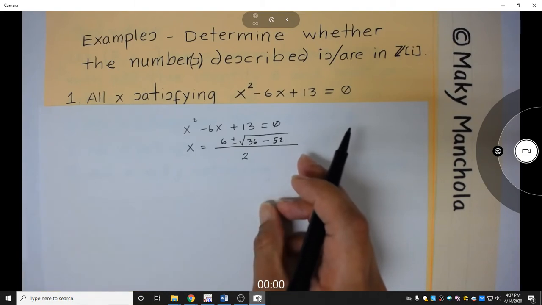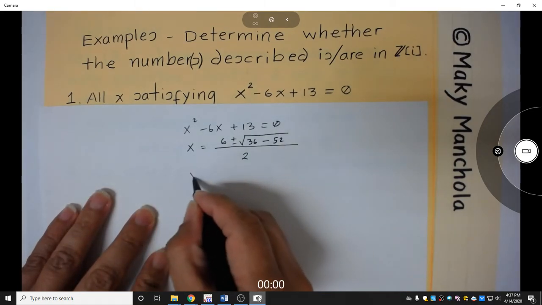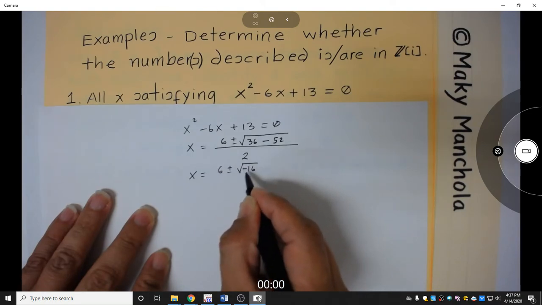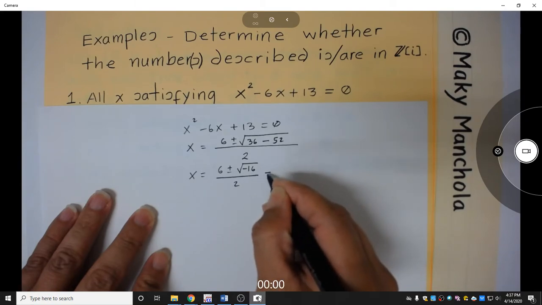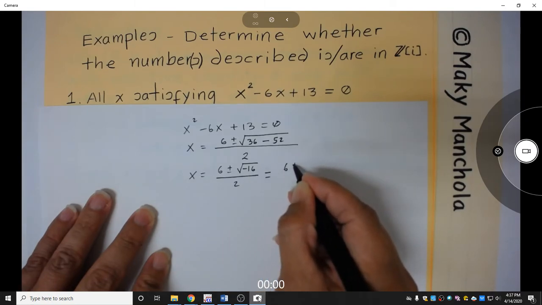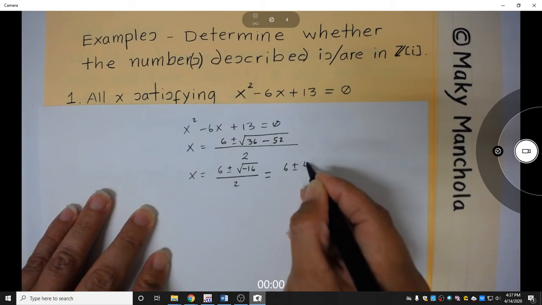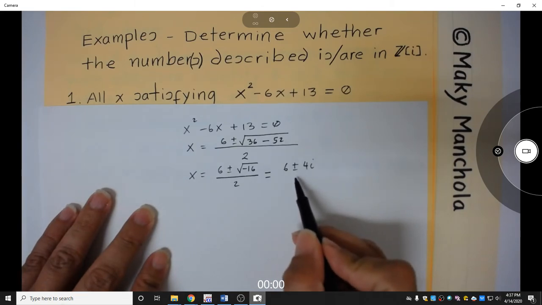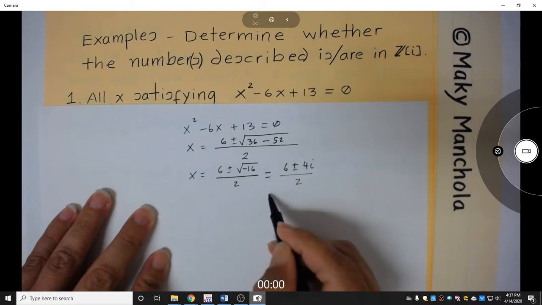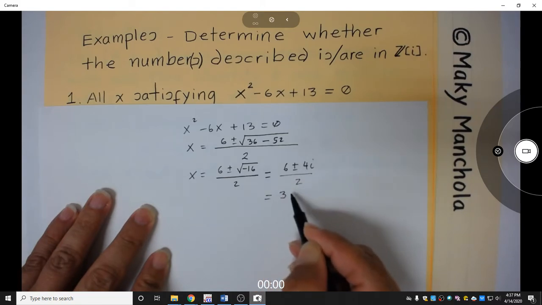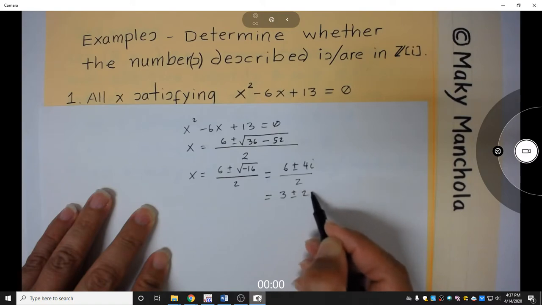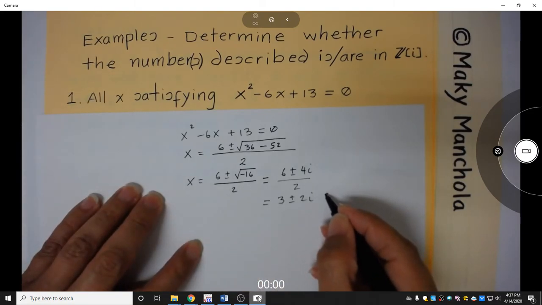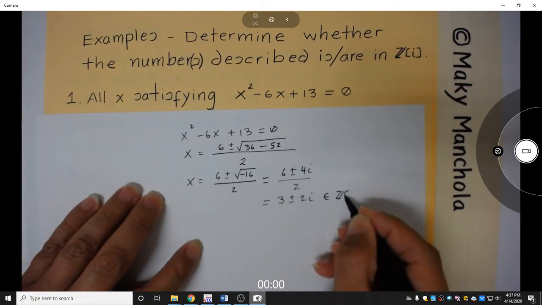36 minus 52 is negative 16. So you get 6 plus or minus the square root of negative 16 all over 2. But that equals 6 plus or minus 4i, because the square root of negative 16 is 4i, all over 2. This simplifies into 3 plus or minus 2i. So both of these answers are in fact Gaussian integers.